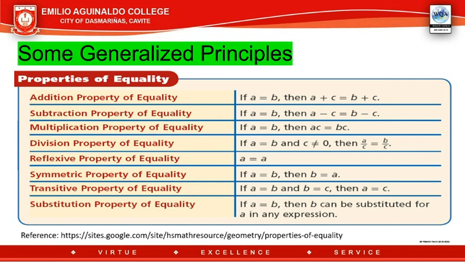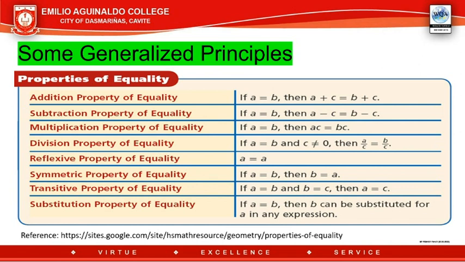For subtraction property of equality, if A is equal to B, then A minus C is also equal to B minus C, since A and B are just equal. For multiplication property of equality, if A is equal to B, then AC is just also equal to BC. Division property of equality, if A is equal to B and C is not equal to 0, because if C will be equal to 0, it will become indeterminate, then A over C is equal to B over C.